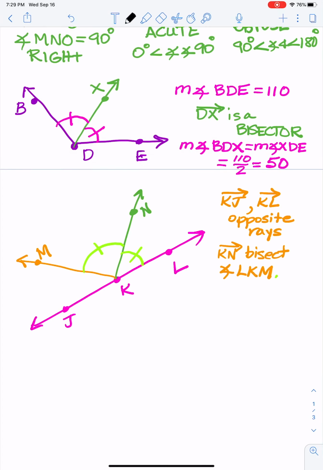All right, the problem given to me is this. Measure of the angle LKM is equal to 7x minus 5. That would be this huge portion here. That's the 7x minus 5 section.